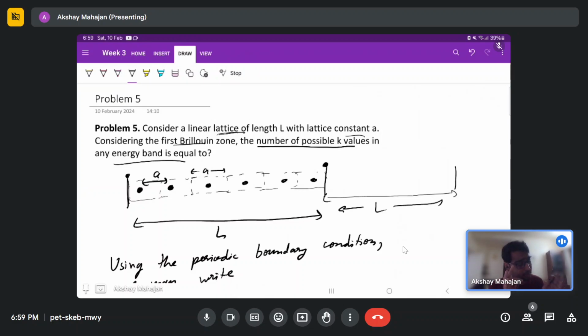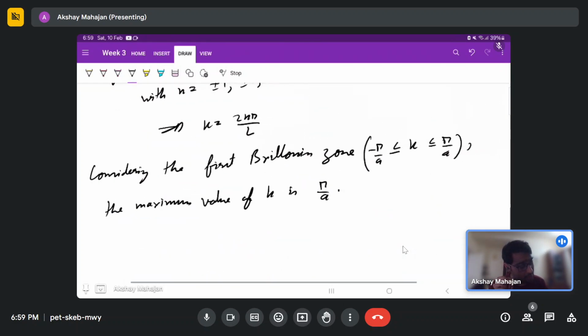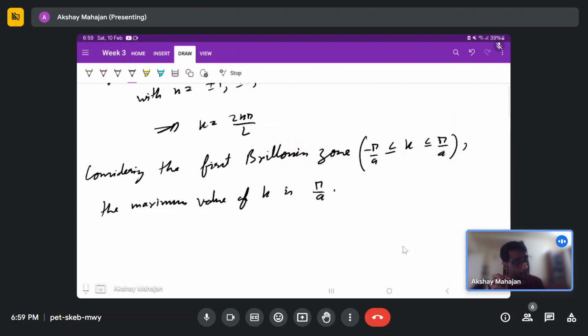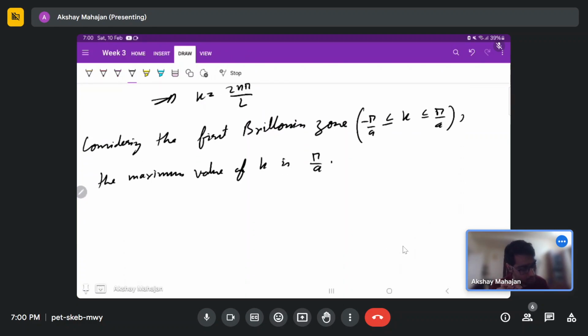But this you might already know from a little bit of basic quantum mechanics, or if you have done a little bit of solid state physics. Just consider that you need to find the number of possible k values within your first Brillouin zone, and your first Brillouin zone is from minus pi by a to pi by a. Because of the periodicity of your lattice, each k will be given by 2 n pi by L.